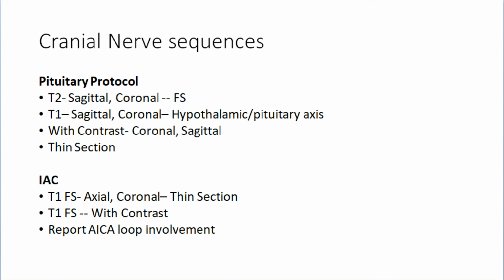Internal auditory canal. Okay, again, T1 fat suppressed axial coronal thin sections. If it's a thick section, you may miss the abnormality. It has happened with me many a times. Again, T1 fat suppressed with contrast, and you have to see if there is contrast enhancement or not. Is it a lipoma? Is it a schwannoma, or what is it? Even I didn't know this thing while I was preparing this presentation because I'm not a radiologist, but I need to prepare for you guys. So report ICA loop involvement when you do that.